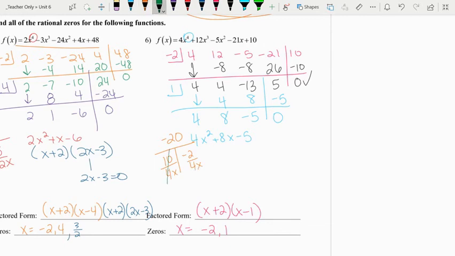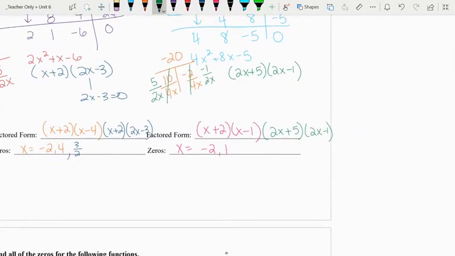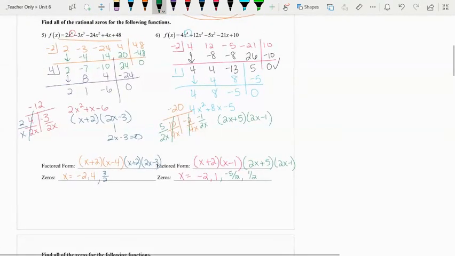We can simplify these by dividing by 2. So we get 5 over 2x. And the other side is -1 over 2x. So our factors are 2x plus 5 and 2x minus 1. We're going to write those here. And you just set each equal to 0. So that means that we would get -5 halves and we would get a +1 for that problem.